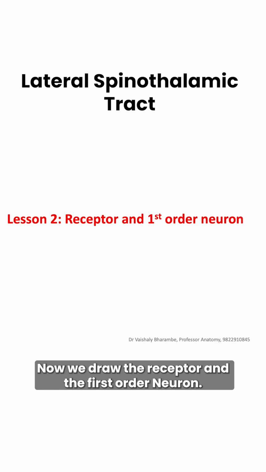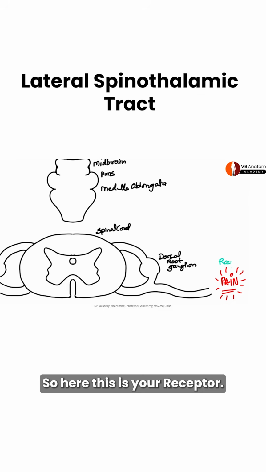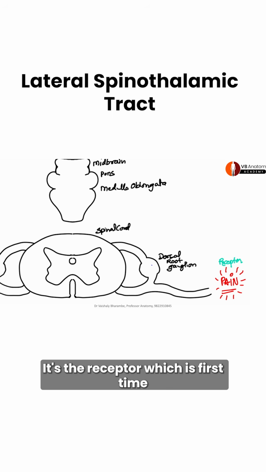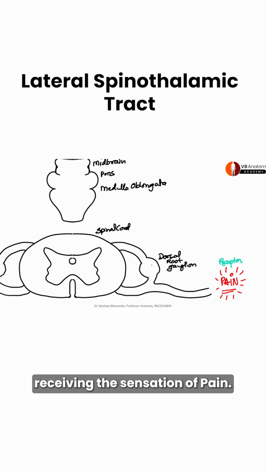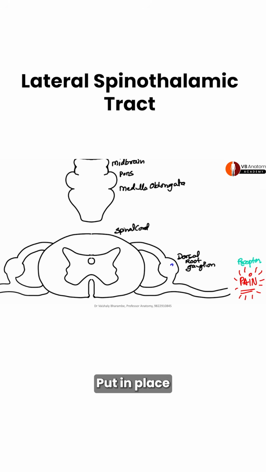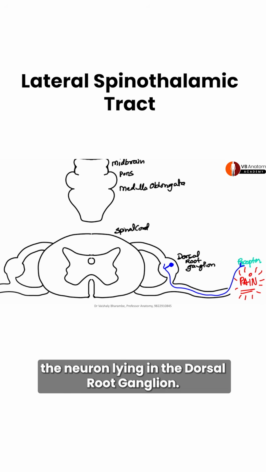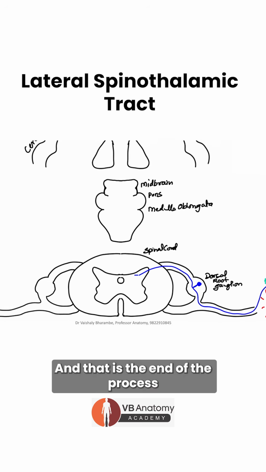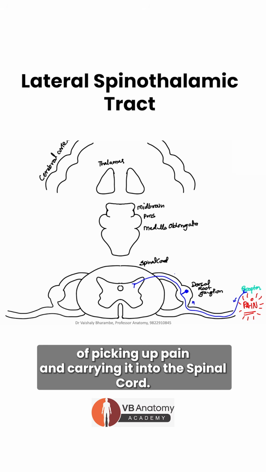the pain. Now we draw the receptor and the first order neuron. So here is your receptor. It's the receptor which is first time receiving the sensation of pain. Put in place the neuron lying in the dorsal root ganglion. And that is the end of the process of picking up pain and carrying it into the spinal cord.